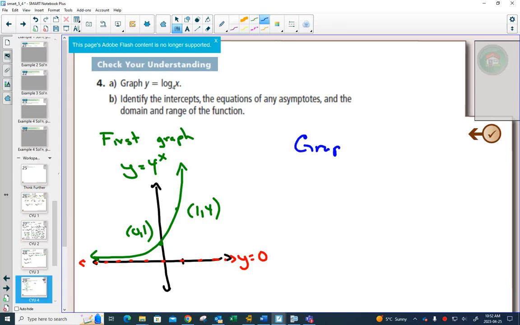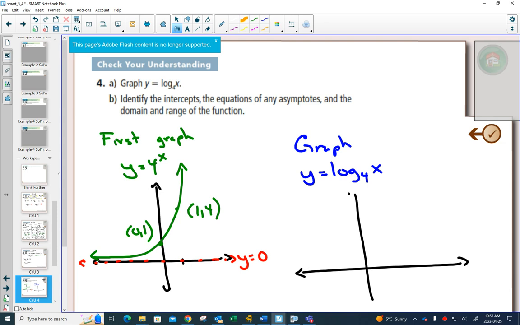Now I can graph y equals log base 4 of x using the idea of inverses. So if 0, 1 is on the graph of 4 to the x, does it make sense that you would have 1, 0 on the inverse? And if you have the point 1, 4 on 4 to the x, then you're going to have 4, 1 on the inverse. And if you have an asymptote at y equals 0, and inverses switch x and y, so instead of y equals 0, you will have an asymptote at x equals 0. With that asymptote and those 2 points, you can draw the graph.